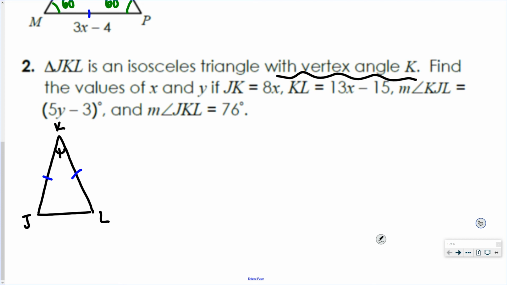So it says, find x and y if JK is 8x, KL is 13x minus 15, and then they told me the measure of angle KJL, this one, is 5y minus 3, and JKL, that's my vertex angle, is 76 degrees. All right, so that was basically everything I was given in the problem. So now again, the x's are representing side lengths. Since I know those are my two congruent sides, to solve for x, I would just set these equal to each other.